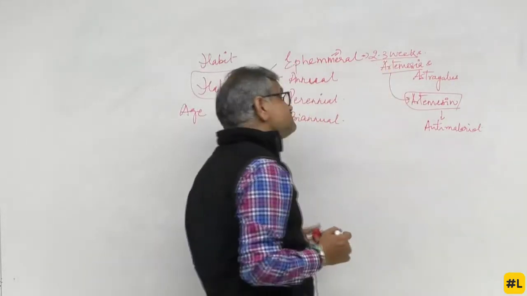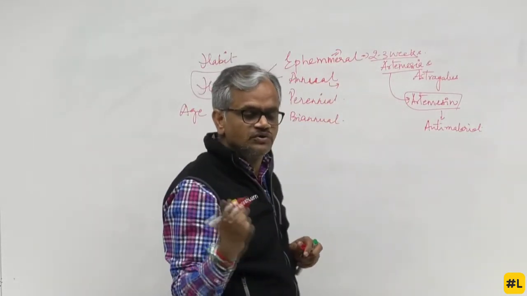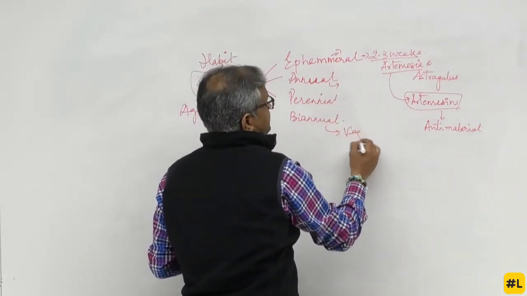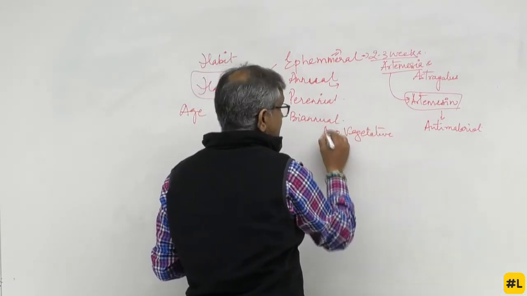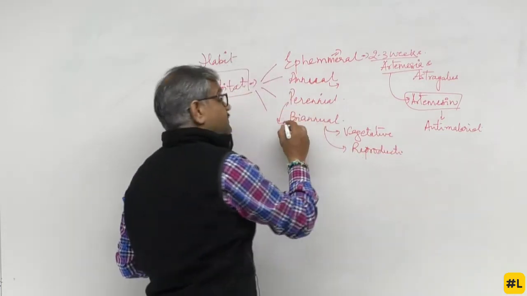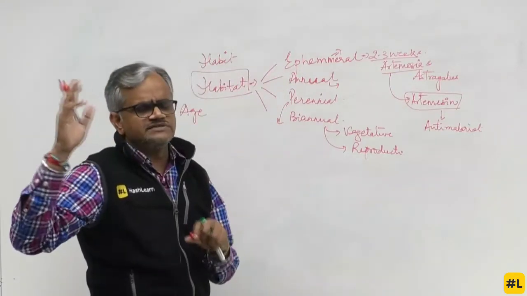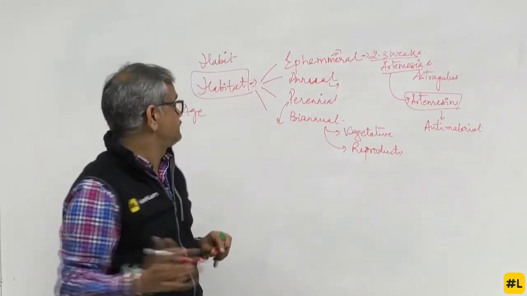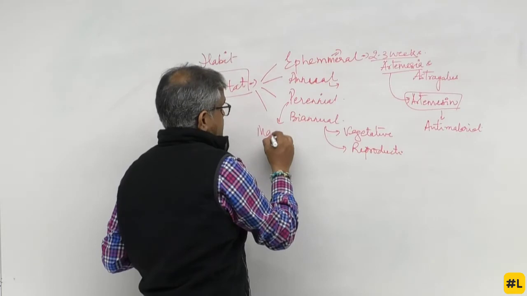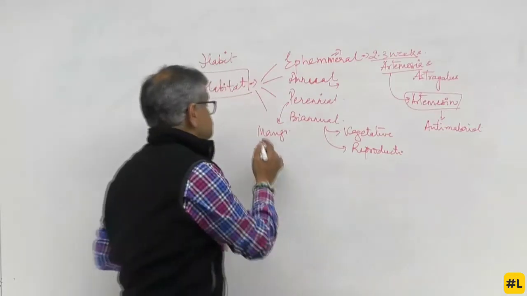So Artemisia is ephemeral. Annual: the entire lifespan finishes in a year, with a vegetative phase and a reproductive phase. Biannual: the first year is the vegetative phase, the second year is the reproductive phase, fruiting and all. Perennial: they flower continuously for years and years and years. For example, mango, the best example. They flower every year and every year it gives you fruits. So, perennial.